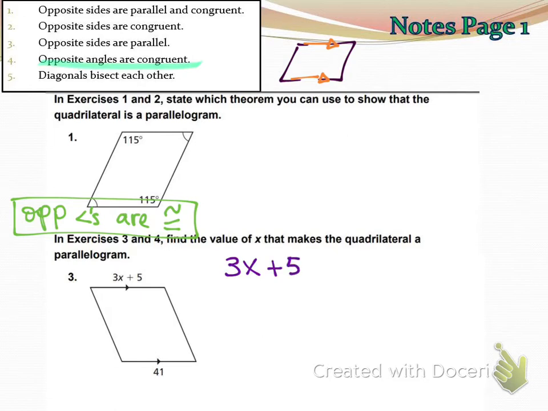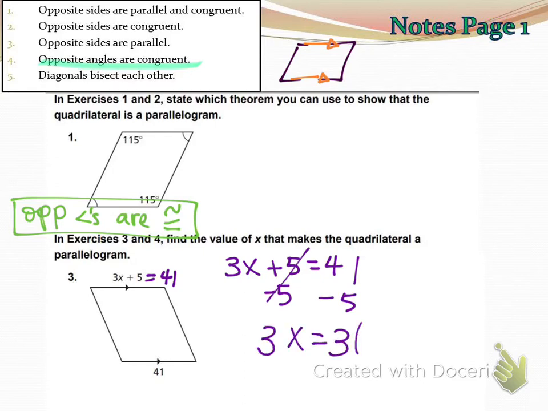3x plus 5 would be the same length as 41. So then we would solve for x. I'm going to subtract 5. 41 minus 5 is 36. Divide by 3 and x equals 12. So if this were a parallelogram, x equals 12. That's it. If you plugged it back in, you would get that this length is 41, which is what it's supposed to be.